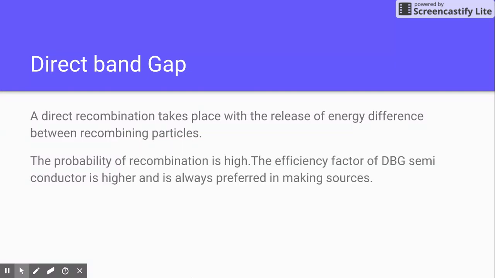As the conduction and the valence bands are aligned with respect to momentum, a direct recombination takes place with the release of the energy difference between the recombining particles. Since a direct recombination takes place, the probability of recombination is high, and hence the efficiency factor of a direct bandgap semiconductor is higher. These properties make direct bandgap semiconductors useful as sources in modern day life.